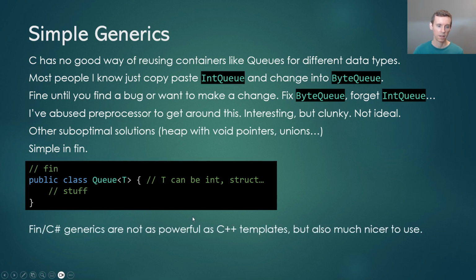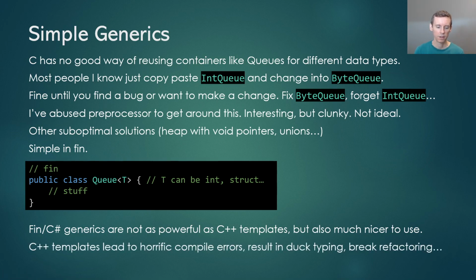Nice and simple. Now, I'll note C++ does have this ability for sure. The syntax is a little bit funky if you're not used to it for C++. And the Fin/C# generics are definitely not as powerful as C++ templates, but they're also way nicer to use. Now, I'm not a C++ expert at all. I've spent a lot of time with C and other languages. I've written like tens of thousands of lines in C++, not in the hundreds of thousands or millions. So I'm not a guru. This is my experience. But in my experience, C++ templates tend to lead to horrific compile time errors.